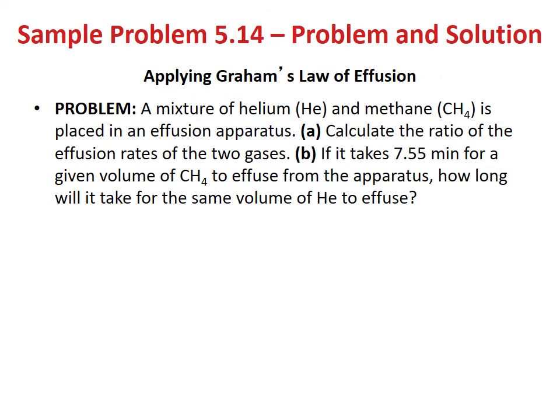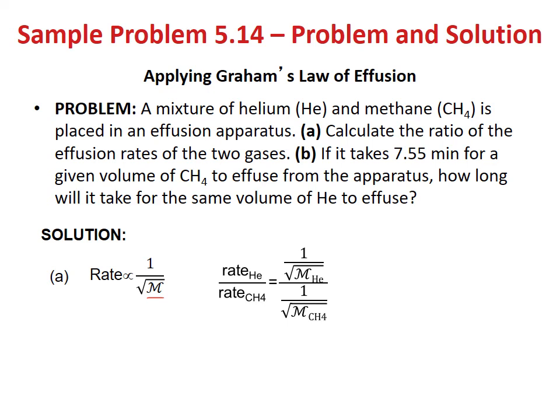Sample problem 5.14. A mixture of helium and methane is placed in an effusion apparatus. Calculate the ratio of the effusion rates of the two gases. According to Graham's law of effusion, the rate of effusion is inversely proportional to the square root of the molar mass. So the rate of helium over the rate of methane is 1 over the square root of the molar mass of helium divided by 1 over the square root of the molar mass of methane.